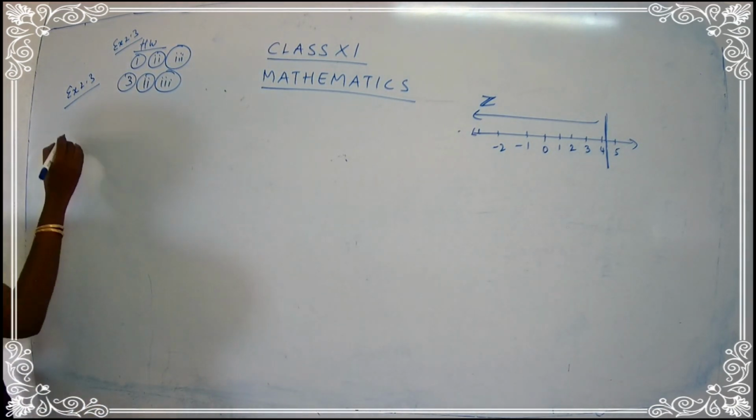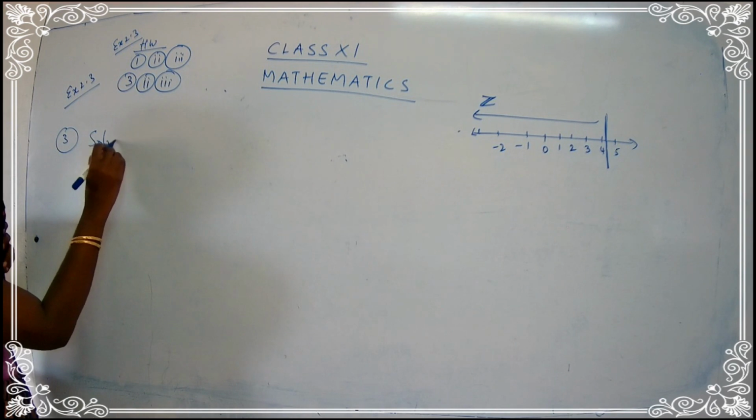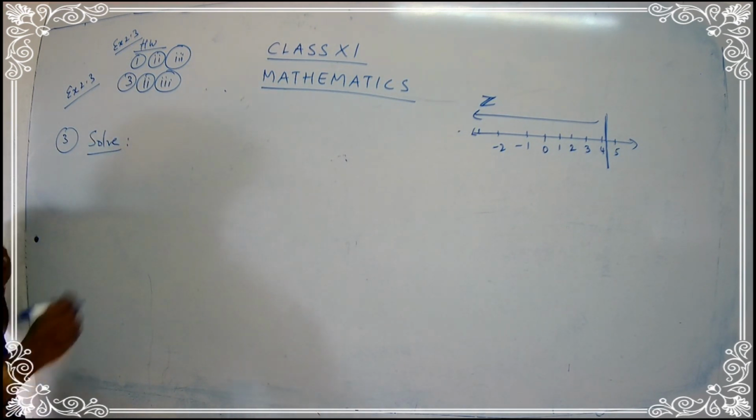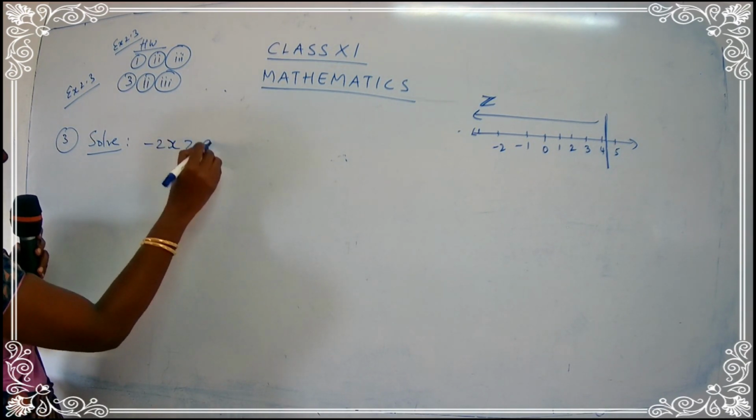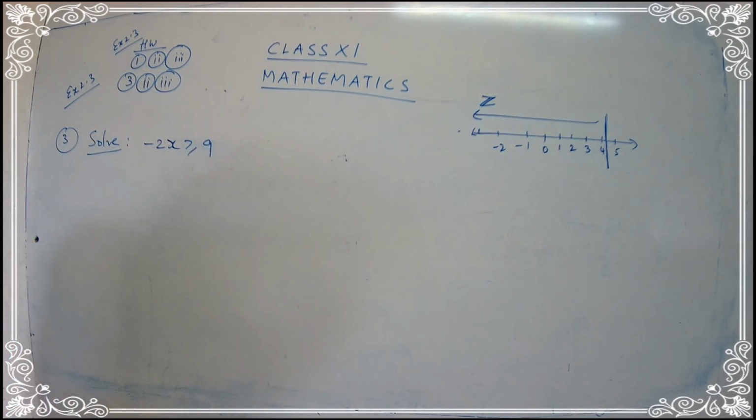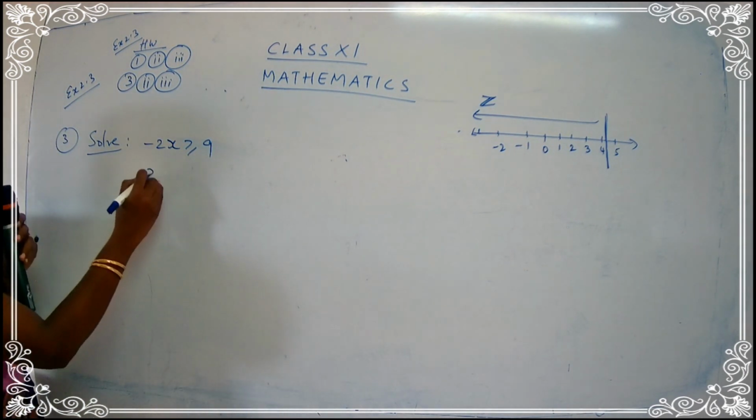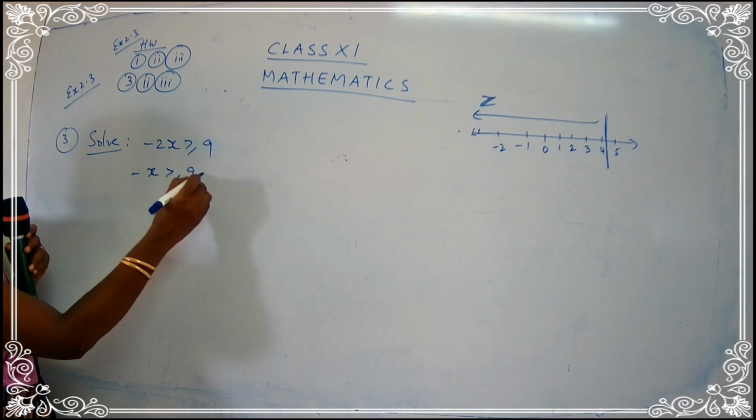So write down the question, children. Do not write the full question, just write the solve part. Write down solve minus 2x greater than or equal to 9. That's what the question is. Okay. So let's try to get the value for x, children. Let's solve for x. So this is x greater than or equal to 9 upon 2.